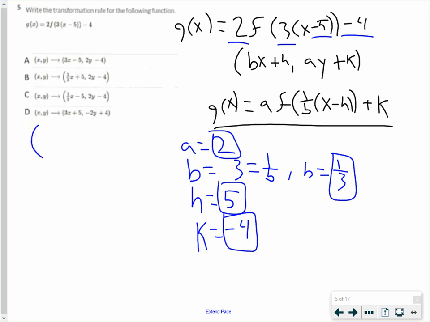So let's go ahead and put this into our transformation rule. We get b, which is 1/3, multiplied by x, plus our h is 5, so plus 5, comma a, which is 2, multiplied with y, plus our k is -4. And that's what we get for our transformation rule. So our answer for this problem is B, since that is the same thing. It's kind of hard to see, but it does say 1/3 x plus 5, comma 2y minus 4. And that's our transformation rule for our g of x.